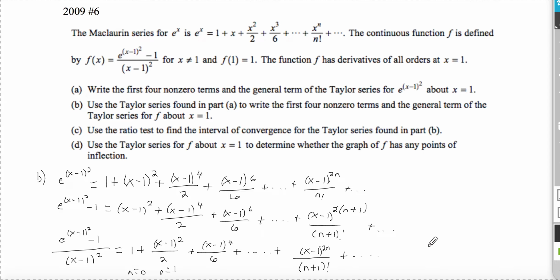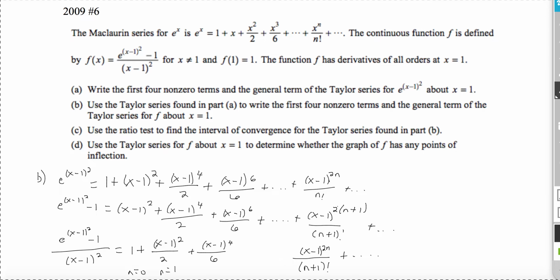Let's make sure we answered the whole problem. We need to write the first four non-zero terms. We actually haven't done that yet. Sorry, right? The first 4 non-zero terms. We haven't actually done that yet. So let me go ahead and add that in. Remember, we always want to make sure we actually answer the question at hand.